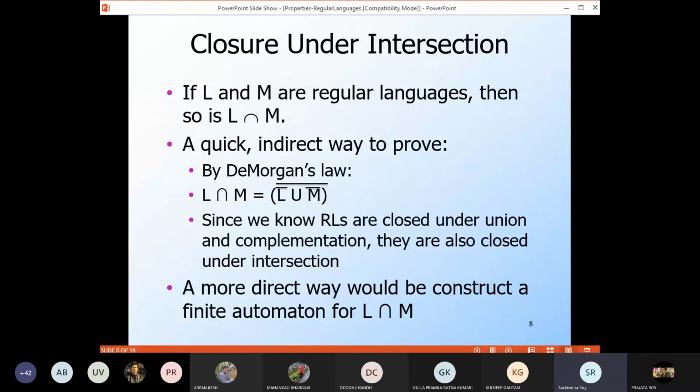Now let's look at closure under the intersection operation. First of all, what is intersection?